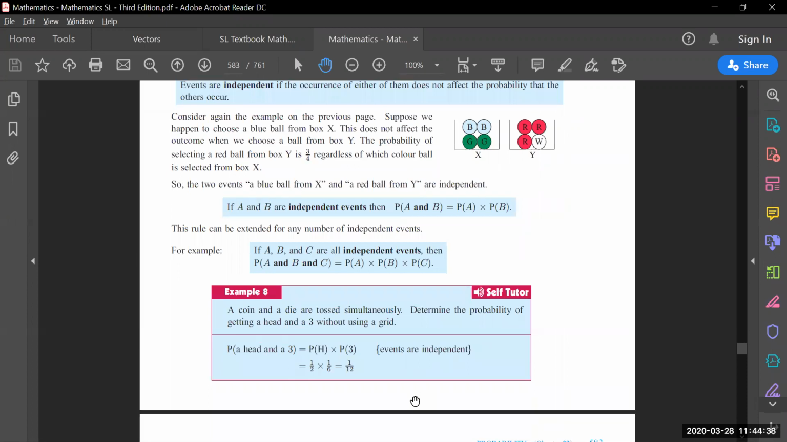Because if you see the thing in the book, it says if A and B are independent events, then probability of A and B equals probability of A plus probability of B, right? But when it says probability of A and B, if you draw a Venn diagram, there's the intersection. If it says A and B, it means intersection, right?